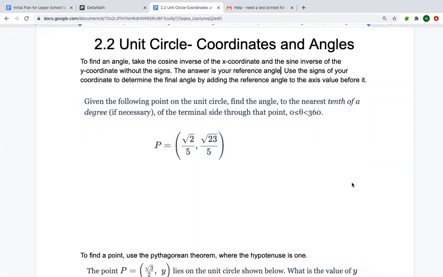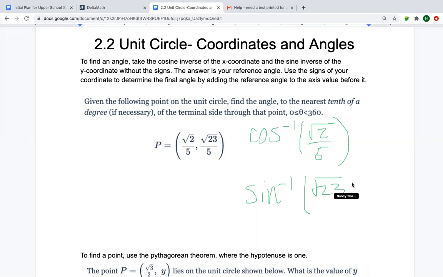Okay, so to start off this lesson, we're going to start with finding an angle given a point that you don't recognize from the unit circle. So the first thing you need to do is take the cosine inverse of the first x coordinate. So in this example problem, you would take the cosine inverse of square root 2 over 5. And you should double check it by taking the sine inverse of square root 23 over 5. So once you do both of those, you should come up with the same answer.